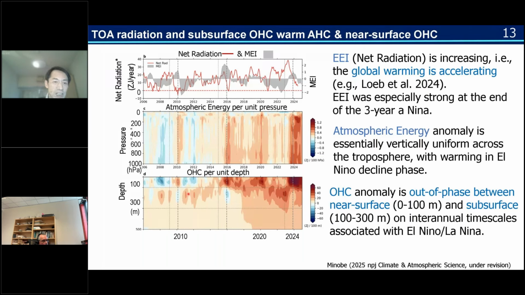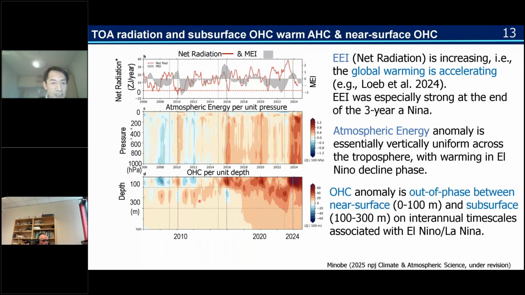In the case of La Nina, the thermocline tilts westward, which means warm anomaly is stored in the subsurface ocean. In El Nino, the tilt becomes flattened, and the subsurface warm anomaly from the La Nina case is brought up near the surface. That causes these out-of-phase conditions. Of course, global warming gives overall warming in both near surface and subsurface.